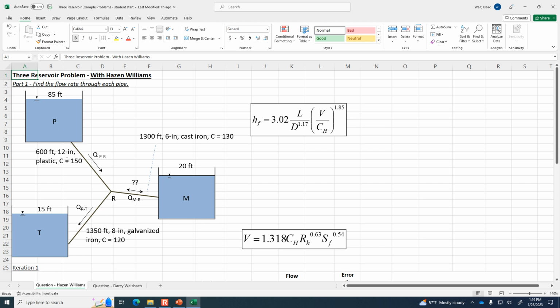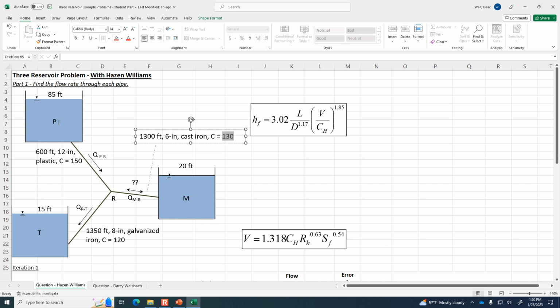So first of all, compare this pipe to the other pipes. It's short, it's a big diameter, and it's smooth. So water's going to flow through pipe PR pretty easily. In the other pipes, though, the pipes are longer, smaller diameter, and the material is more rough. So there's relatively little resistance to flow through pipe PR, and relatively more resistance to flow through RT and RM. So we'll keep that filed in the back of our mind for later when we're analyzing the situation.